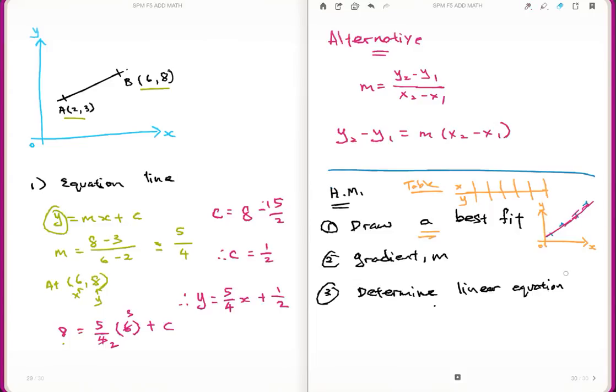One shall also take note, if you're drawing a best fit, make sure you extend it to here. You'll be able to find out what the y-intercept is. It's important to get the y-intercept, c. What's the value? And once you have that part, you may proceed to the next session.